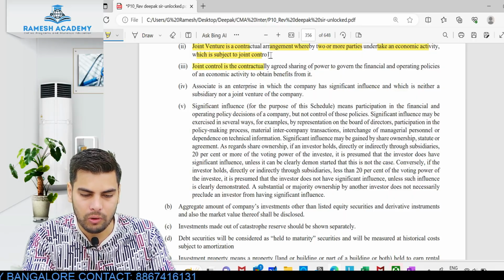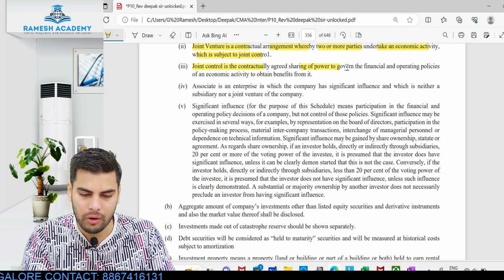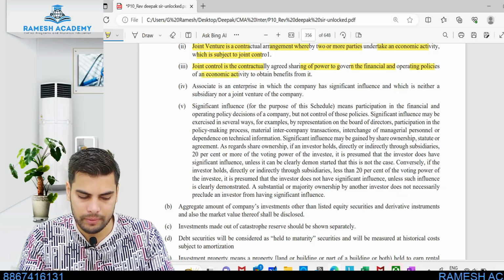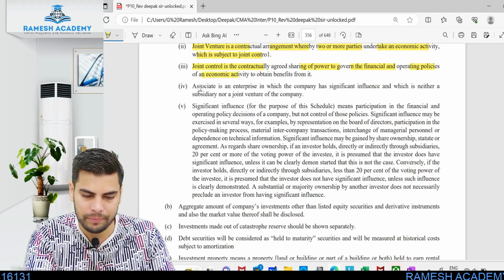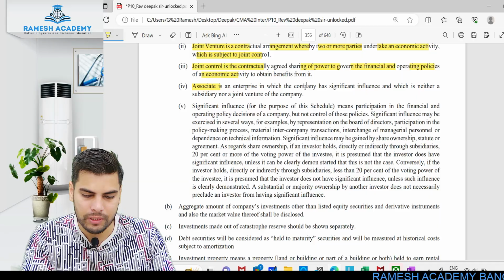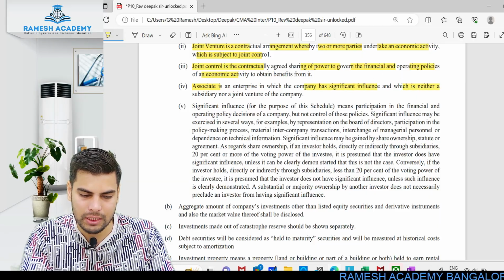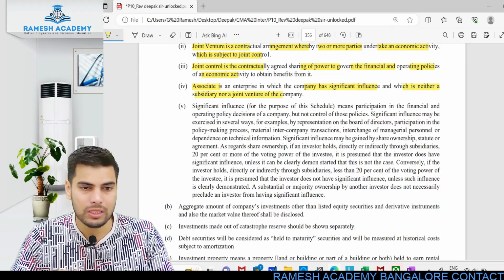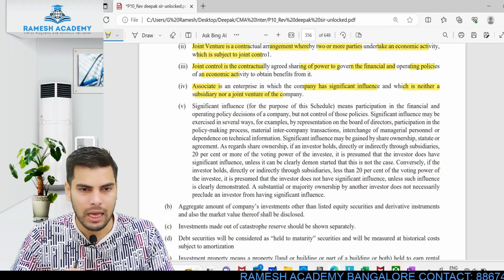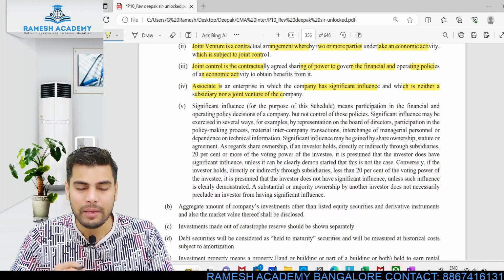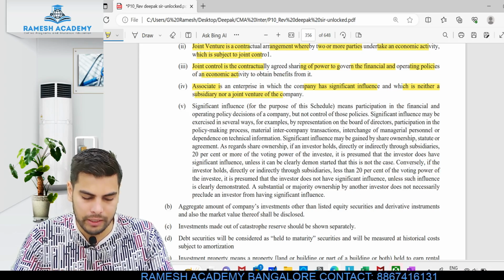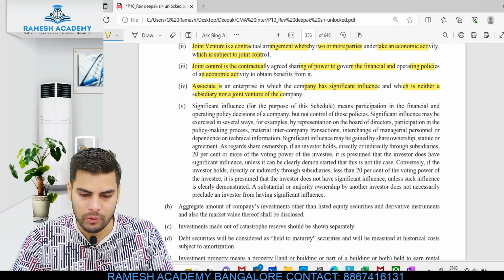So joint control is a contractual agreement sharing the power to govern the financial and operating policies of an economic activity and to obtain benefits from it. Okay, so all these things not important. Associate is an enterprise in which the company has significant influence and which is neither a subsidiary or joint venture. So associate company is a company which is not a subsidiary company nor it is a joint venture. Only thing is, I'll be having significant influence over that particular company. All the decisions relating to that company, I'll be able to influence it.